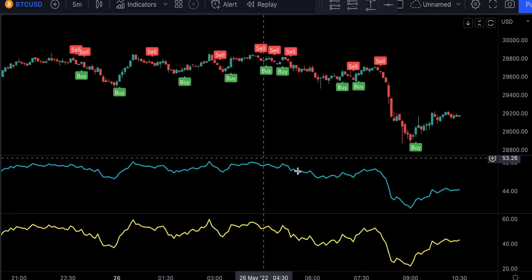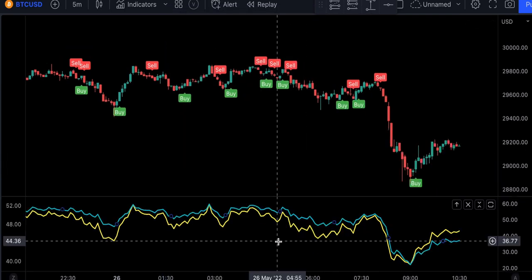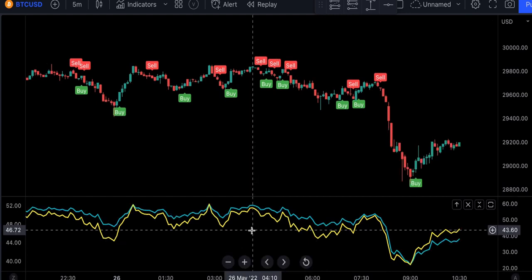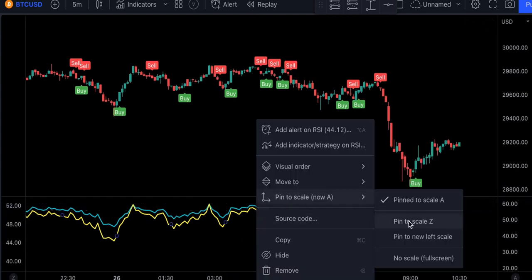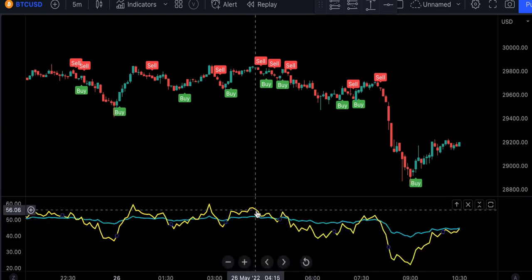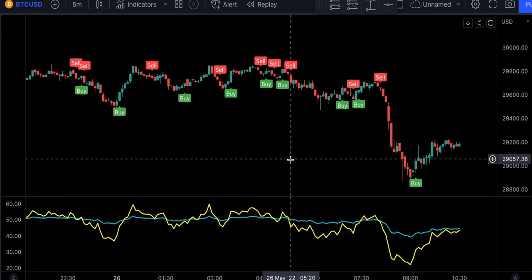Okay, now let's merge them together. Also make sure that you pin both of them to the scale. Okay, the strategy is complete. Let's get into the trading rules.